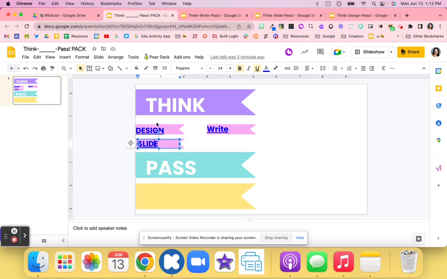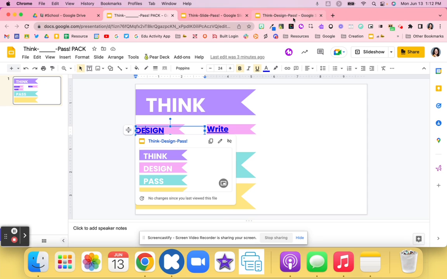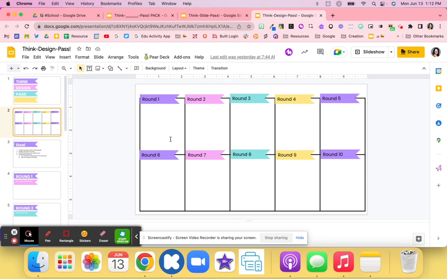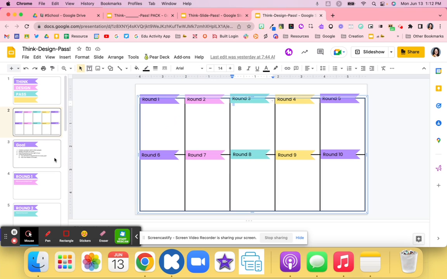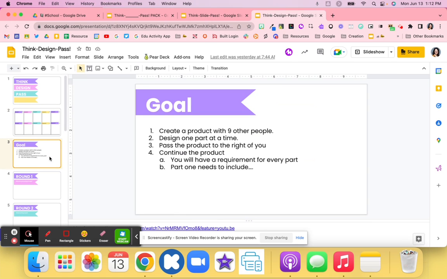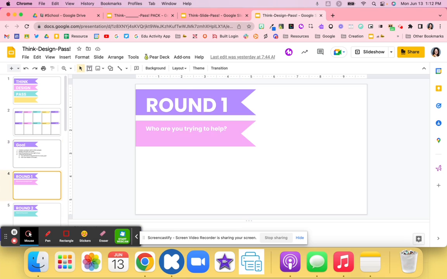So, right here, we're working on a different bundle. So, this one's kind of fun. It's design thinking. And so, what the students will do is there's going to be 10 different rounds again with boxes. Same thing, they're going to need 9 other people. They're going to design one part at a time and pass the product to the right of them. And then they continue. So the first part is they might think of, who are they trying to help?